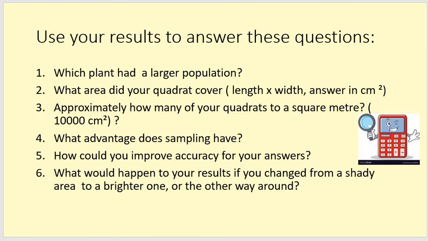What advantage does sampling have? Rather than me sending you out to count all the plants in your garden, how could you improve accuracy of your answers? What would happen to your results if you changed from a shady area to a brighter one, or the other way around? So some quite interesting questions here. Obviously you can take it further. You can decide that you actually want to do something similar with watching birds in your garden, seeing whether there are more sparrows, are there more blackbirds. The only thing we need to be a little bit careful of at this time of year is that lots of birds are nesting, so they will be moving about quite often, and it can be quite tricky to tell if it's exactly the same robin or blackbird or sparrow that you saw 5 minutes ago.